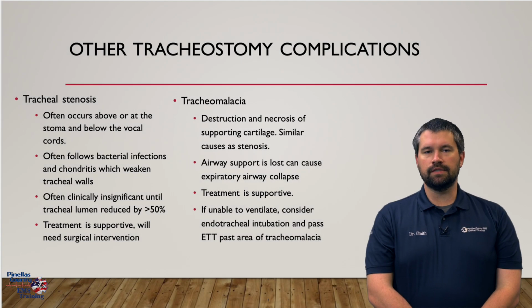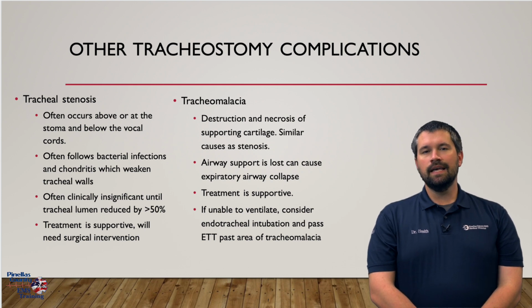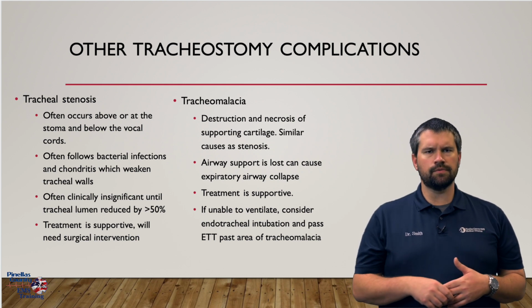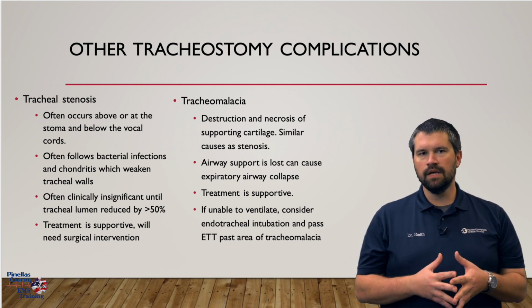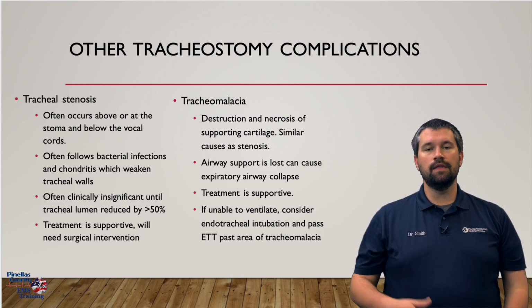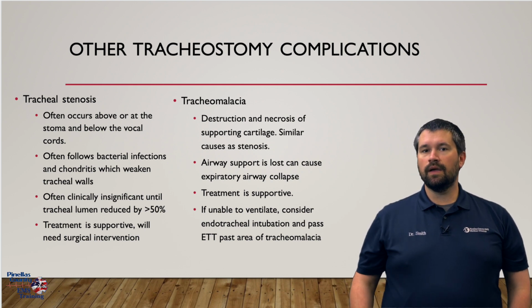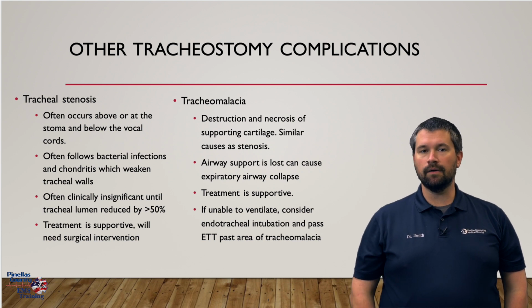There are other complications that can arise from tracheostomies. Tracheal stenosis is one that we see quite frequently. It often occurs at the level of the stoma and below the cords, usually as a result of a bacterial infection and chondritis, which can weaken the tracheal walls and cause them to scar down. Often we don't have any symptoms until the tracheal lumen has reduced by at least 50%. Treatment is supportive and will need surgical intervention. Again, this is one of the things that could progress to a blind airway.